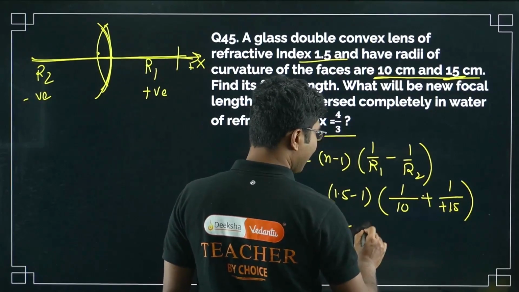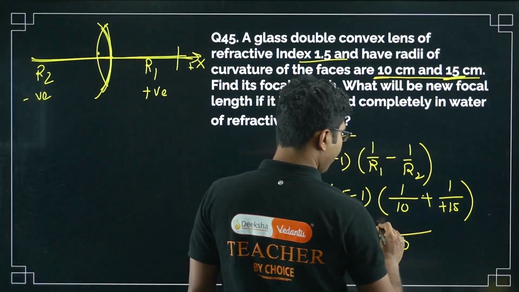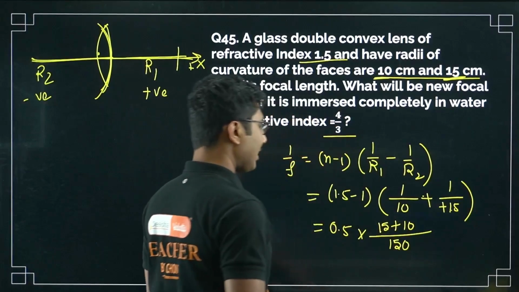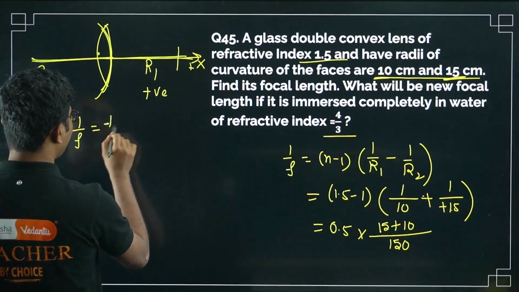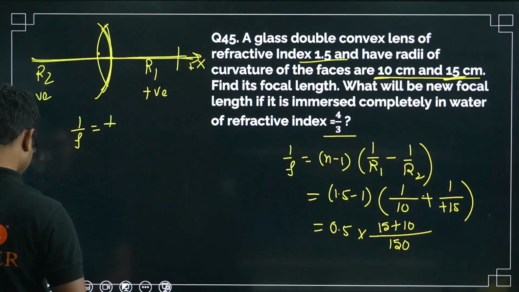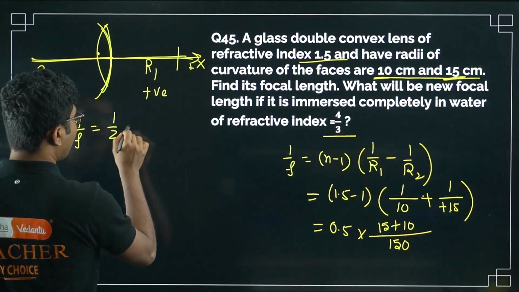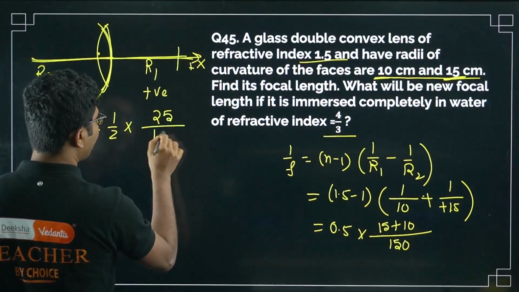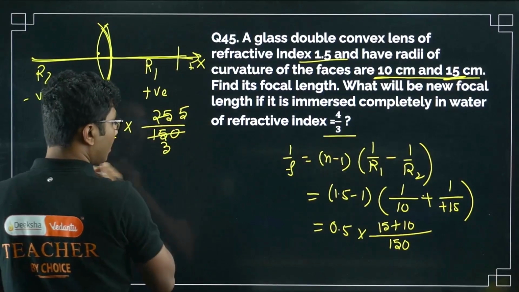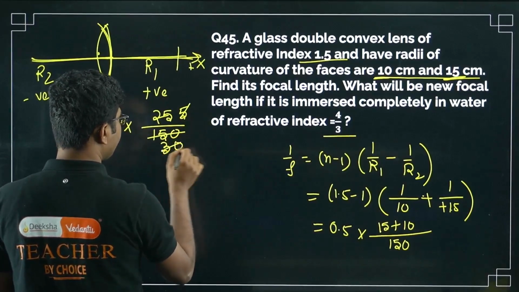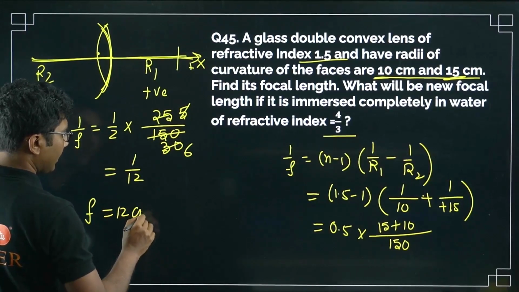So 0.5 into (1/10 plus 1/15), that is 25/150. I am a little lazy, so I am doing it like this. So 1/f equals 0.5, which is basically half, into 25 divided by 150. Okay, 5 5s are 25, 5 6s are 30, 5 30s are 150, so it will be 1/12. So f equals 12 centimeter.